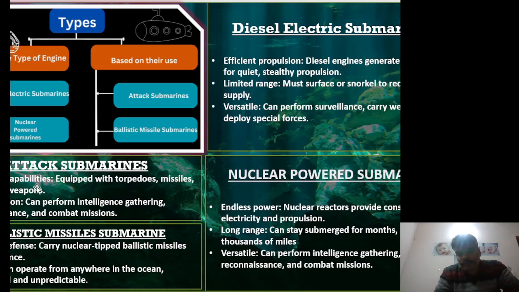Diesel electric submarine: efficient propulsion, diesel engine generates electricity for stealthy propulsion. Limited range, must surface or snorkel to recharge air supply. Versatile, can perform surveillance, carry weapons, deploy special force.